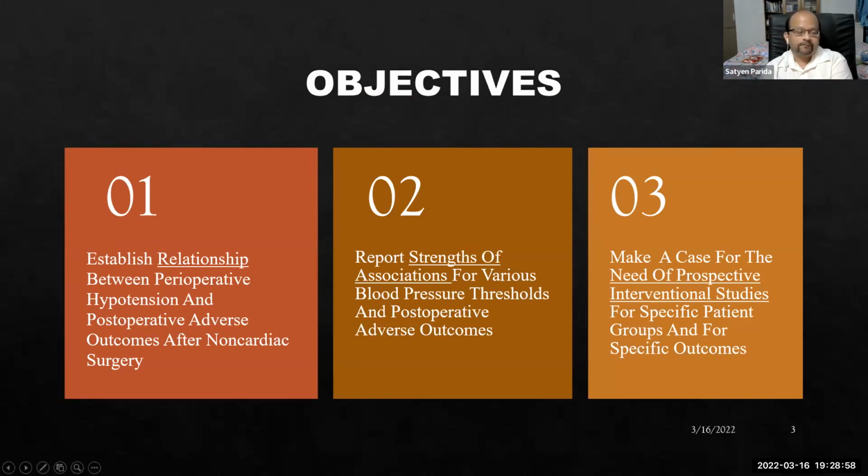So these will be the objectives of my lecture. Firstly, to be able to establish a relationship between perioperative hypotension and post-operative adverse outcomes in the context of non-cardiac surgery. We understand that cardiac surgery is a totally different kettle of fish, so we'll not be going to that. I will be attempting to report the strengths of associations for various blood pressure thresholds and postoperative adverse outcomes. I will also, hopefully by the end of the lecture, be able to make a strong case for conducting more and more prospective interventional trials, especially for certain vulnerable subsets of patients, as also for certain organ-specific outcomes.